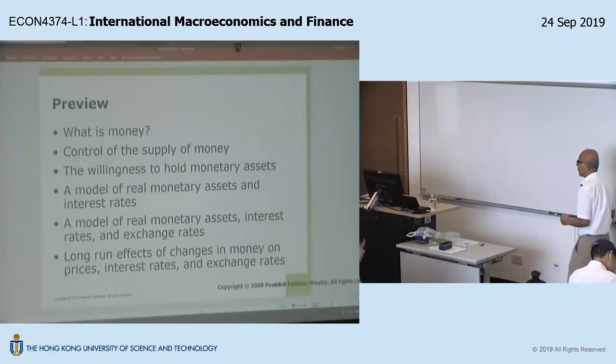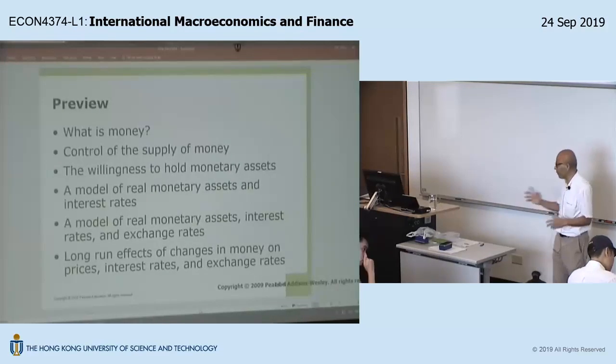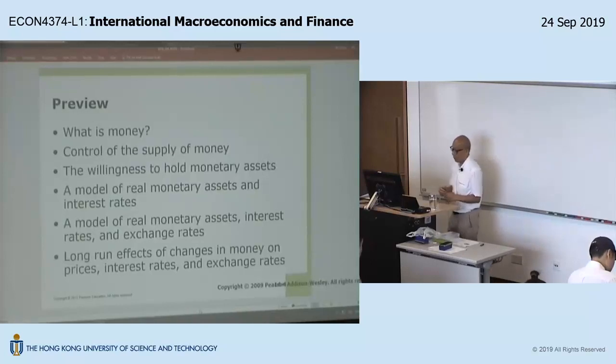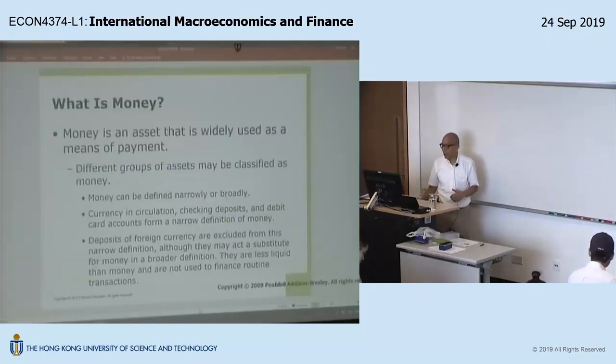So the money market will determine the interest rate, and money supply is controlled by the government, right? So when money supply changes, it will affect the interest rate. So it's a very complicated model, actually.